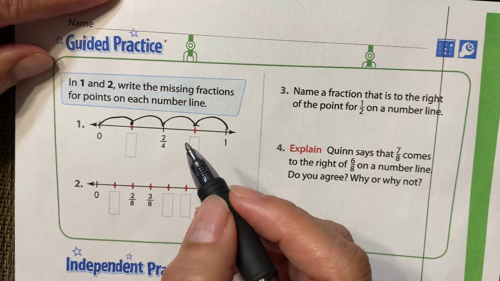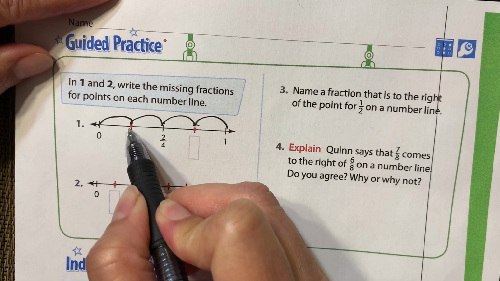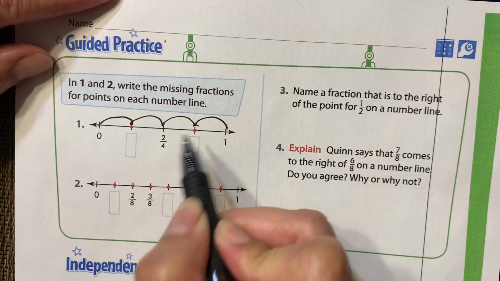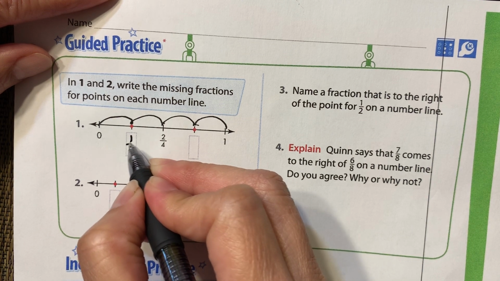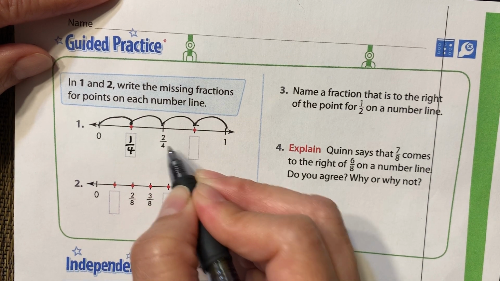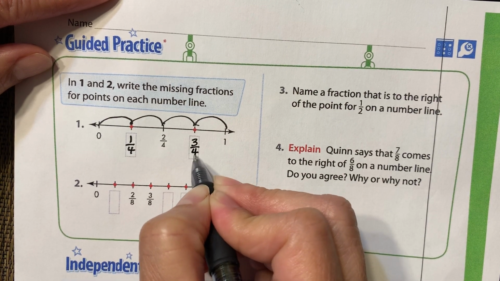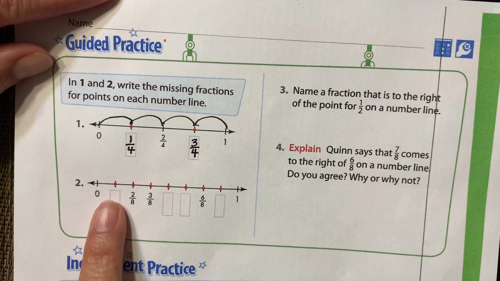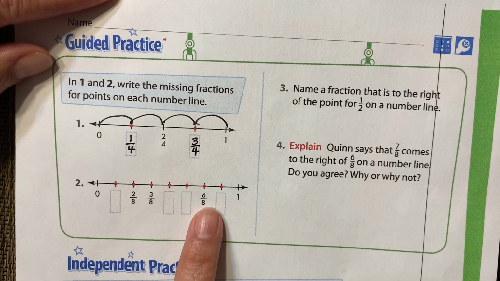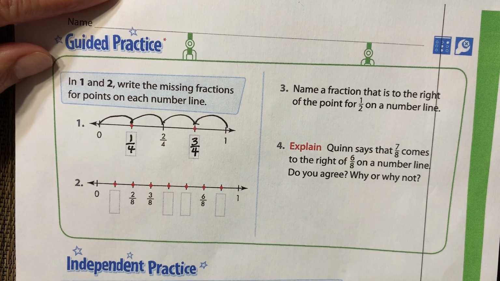So now my job is to tell me what is on these tick marks right here. And so since this is only one leap, this is 1/4. They already did 2/4. So the next one is the third leap, and that would equal 3/4. You do the same on number 2. They already have the denominator ready for you. All you have to do is write in the missing fractions.